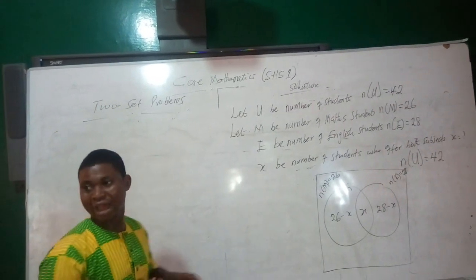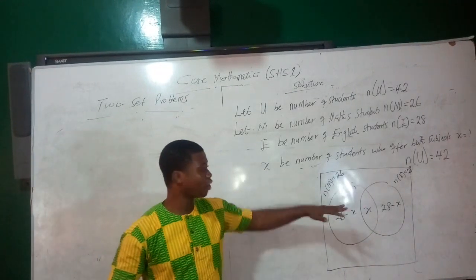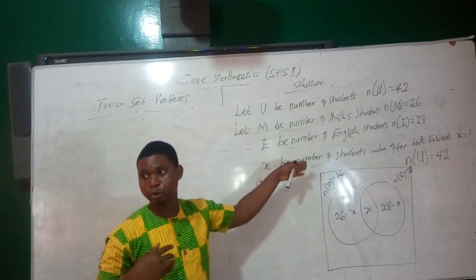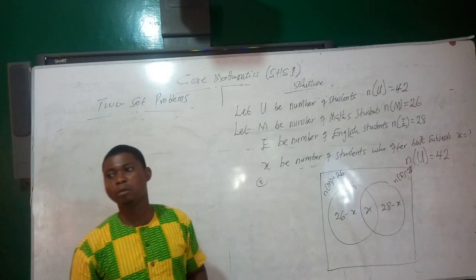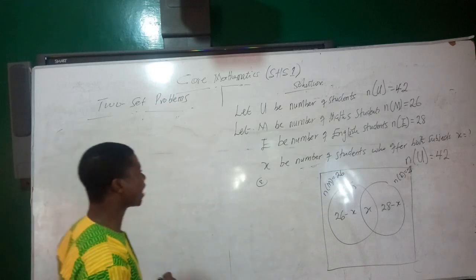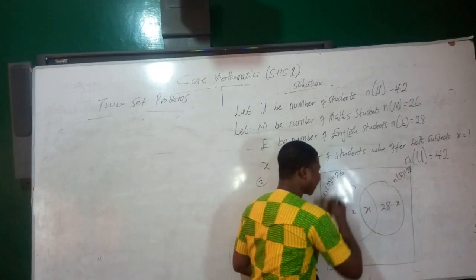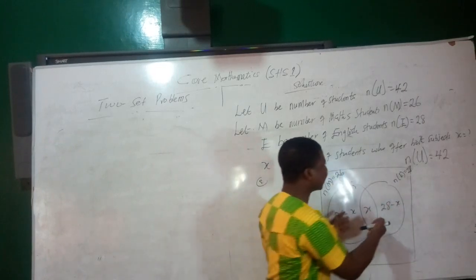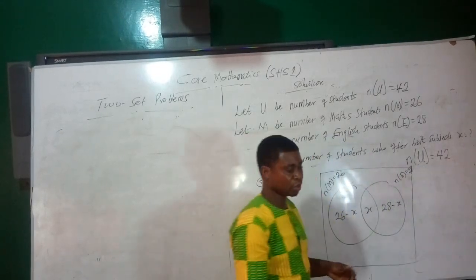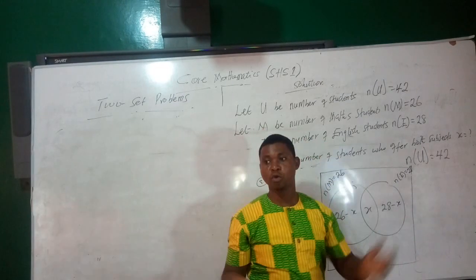Now we have represented the information on the Venn diagram. That's our part A, because that's the information from the question. Now we are moving to B, where we solve the questions they gave us. From this Venn diagram, when you add the whole of these sets, it should give you the number of students in the class, which is 42. So 26 minus x plus 28 minus x should give you 42.